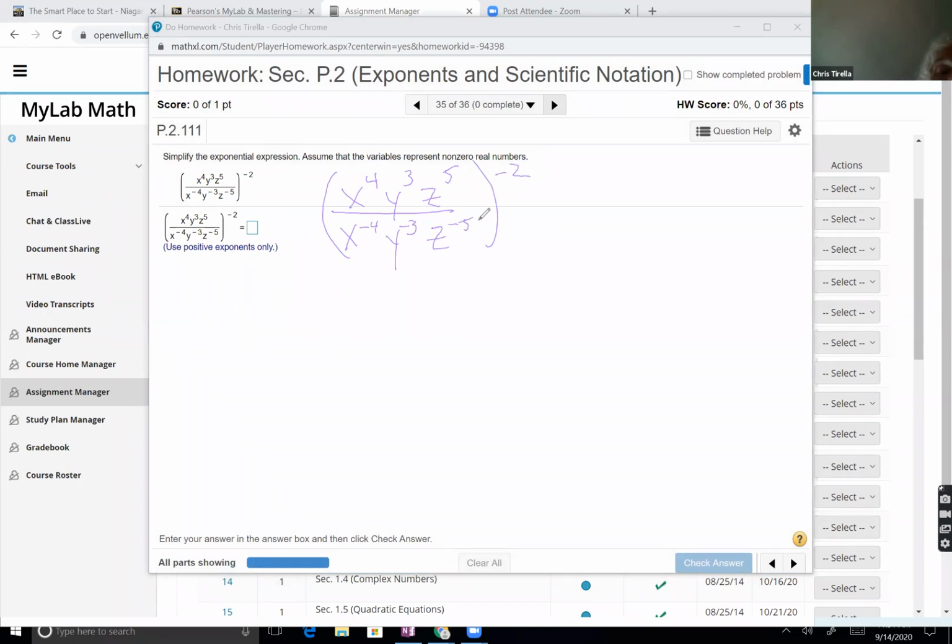Starting inside the parentheses, I can simplify this because I can divide by subtracting exponents. 4 minus -4 is 8. 3 minus -3 is 6. 5 minus -5 is 10. Now when I raise that to the -2nd power, when I raise a power to a power, I multiply those exponents.